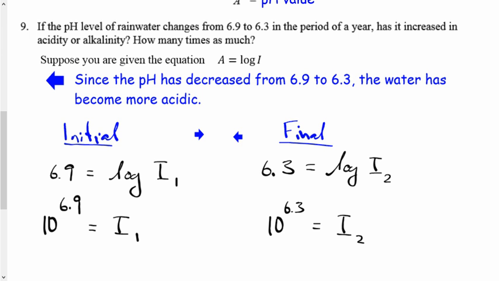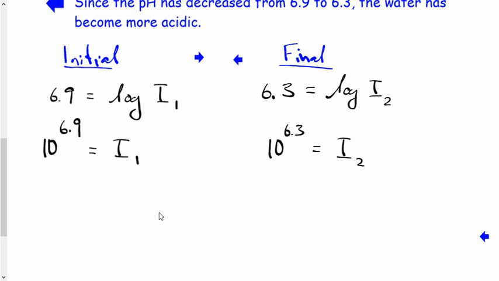In this question, again, we're interested in how many times as much, in other words, how many times as acidic is the final compared to the initial. Now, this is a bit of an odd one because even though my final has this smaller pH number, I'm going to set up my equation so I put the larger one on top because it's increasing in acidity, so I already know the direction it's going. I just want to know by how much. So I'm going to look at that I1 compared to I2 in this order.